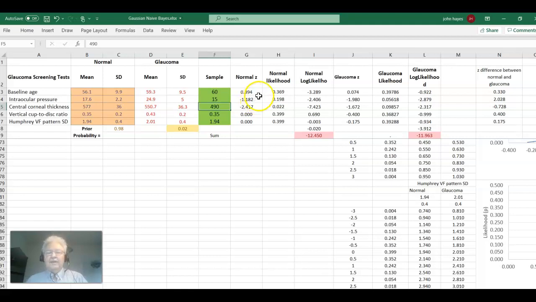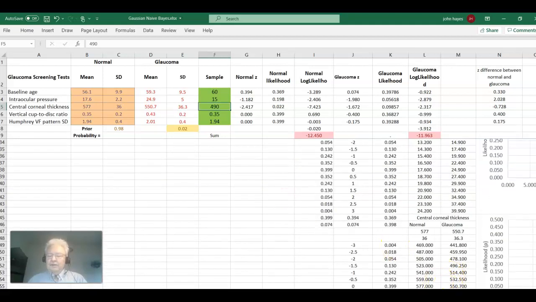And then we figure out that closeness by calculating the likelihood, taking the log of the likelihood, adding it up, and then adding the information about the prior probability, the prior chance that somebody who's sitting in your chair is going to have glaucoma before you do any tests. You add them all up and you get your answer. All right, that's your example.